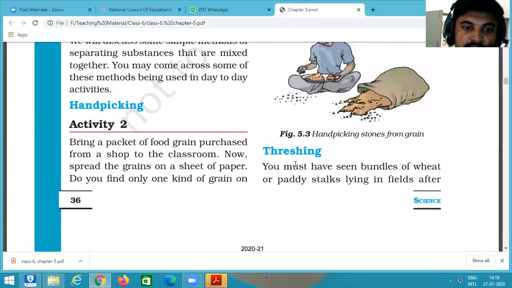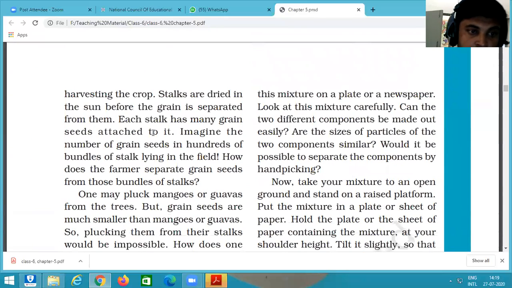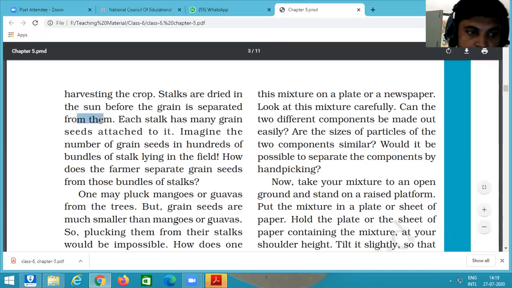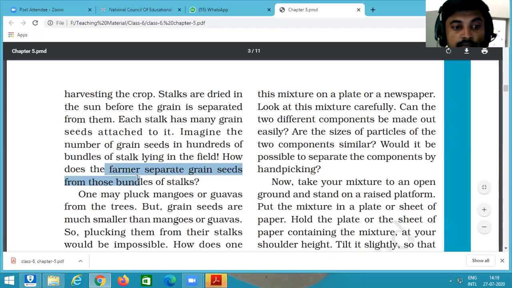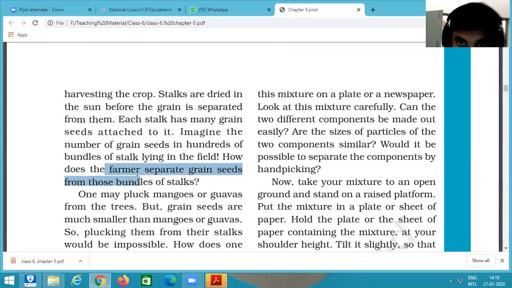Okay. The next method is threshing. You know it, what is threshing? When we harvest our crops and they are lying in the field, the stalks are, after cutting, dried in the sun before the grain is separated from them. Each stalk has many grain seeds attached to it. Imagine the number of grain seeds in hundreds of bundles of stalks lying in the field. How does a farmer separate grain from those bundles of stalks?